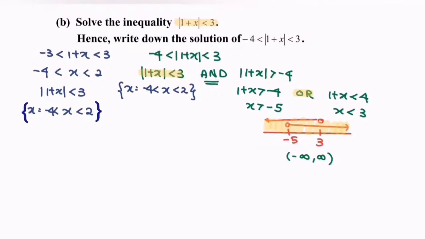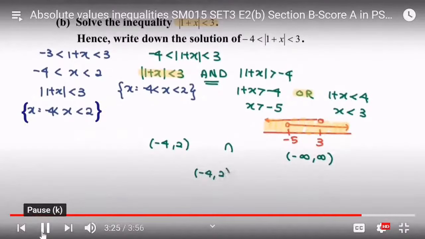N. So meaning that we have to combine the situation. So from the -4 until 2, where the -4 and 2 is not included, N means that we have to intersect the situation. So finally, the answer would be -4 until 2. So untuk saya tak buat number line dah. Sebab saya faham, jika ini intersect dengan ini, jawapan dia saya akan dapat -4 until 2, di mana -4 and 2 is not included. Okay?